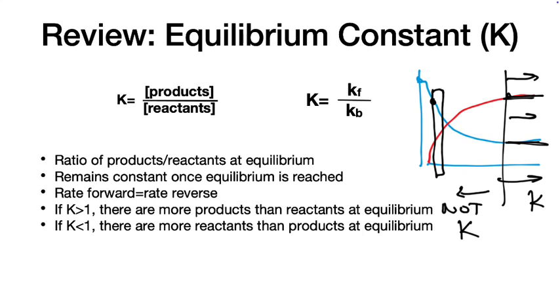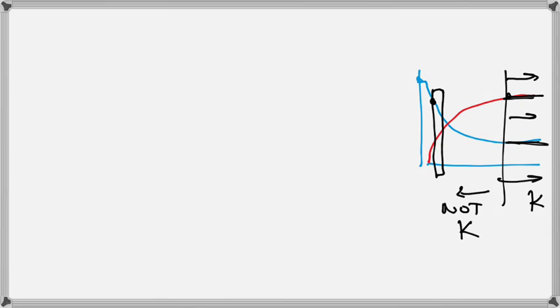Kind of, sort of? Okay. This happens when the rate of our forward reaction equals the rate of our reverse. If a large K or a K is greater than 1, we have more products than reactants. If K is less than 1, we have more reactants than products. This summarizes a lot of that content. How much of that content do you have memorized?